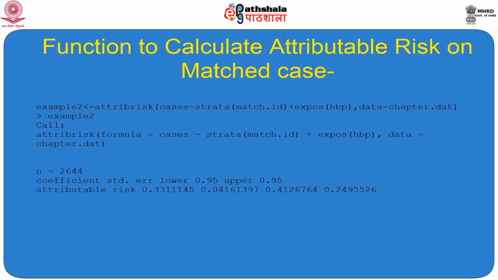Here it is to be noted that this estimate is quite different in comparison to when we had not done the matching. In these functions, we have considered the matching ID as strata, and initially we didn't consider the matching ID. There we got an attributable risk of 0.31, but now we get 0.33. So the influence of other factors like DM and ISD has been removed, and only the influence of HBP is present once we do the matching, and as a result the attributable risk increases.